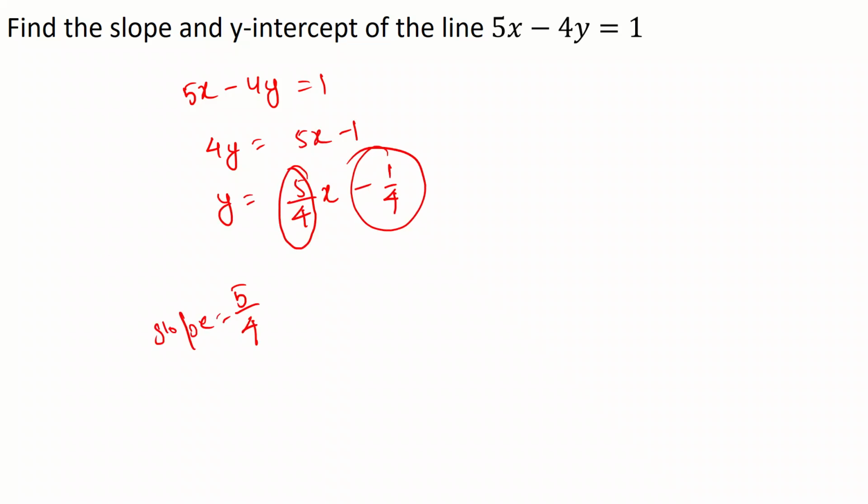So slope is equal to 5 by 4, and intercept is equal to minus 1 by 4 units. So this completes my answer.